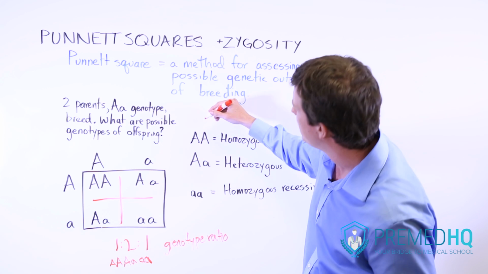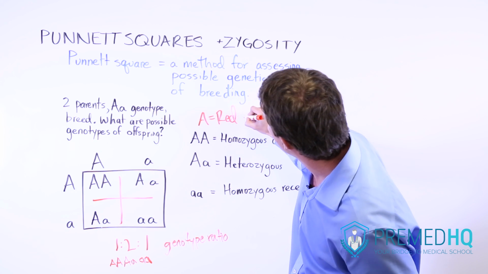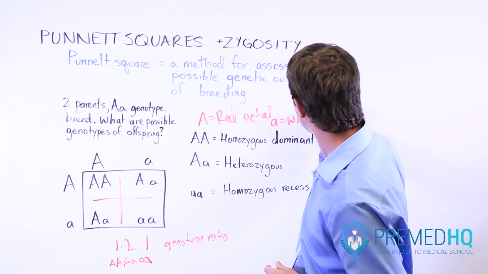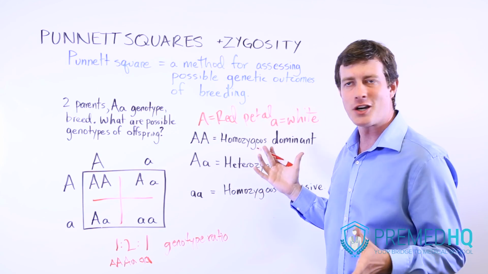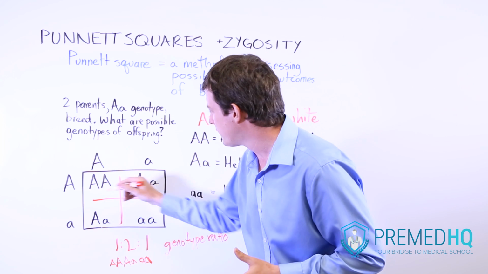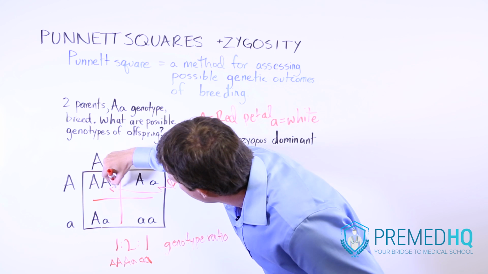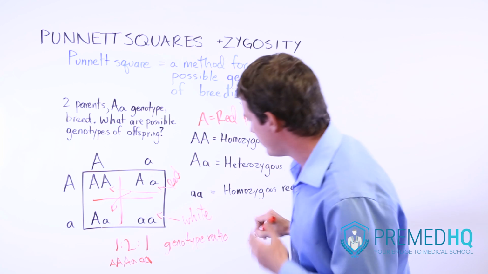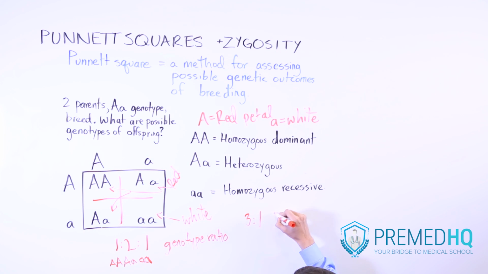So let's just simplify this a bit and say that capital A is a red flower petal, and lowercase a is a white petal, and that capital A has the traditional dominance pattern. That means that all 3 of these will be red. So you have red here, there, and there, and this is the only white one. So you have white there. And so now what we see is that the phenotype ratio is going to be 3 to 1 red to white phenotype.